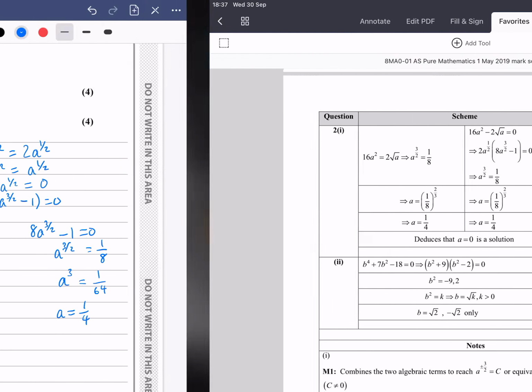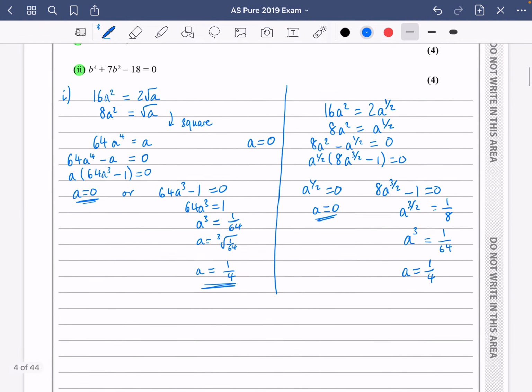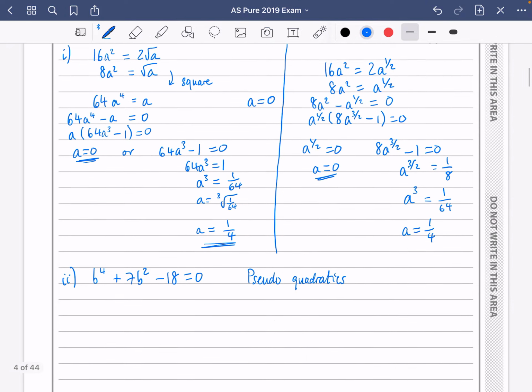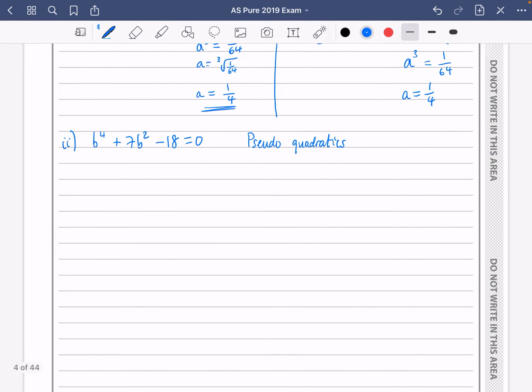Okay, let's have a look at part 2 of this question. Part 2 of the question says that b to the power of 4 plus 7b squared minus 18 equals 0. Now, I call these things pseudo-quadratics because it isn't a quadratic, but it looks a bit like a quadratic. So there's a couple of ways you can do this. I'm going to do both of the methods. The first way you could do this is you could use a substitution.